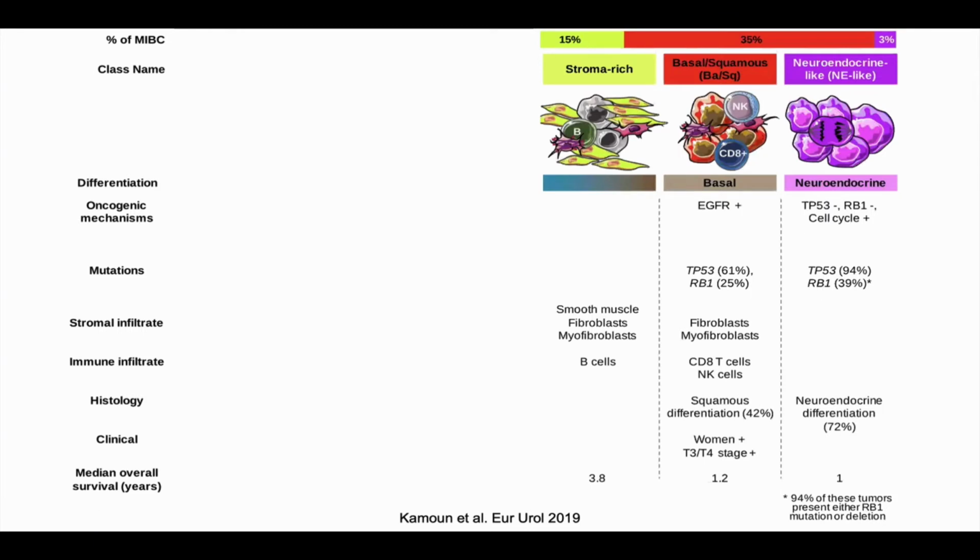And then the non-luminal ones are a bit of a mix. The stroma-rich group is much like the p53-like group that I talked about, where they have high expression of genes associated with fibroblasts, smooth muscle cells.